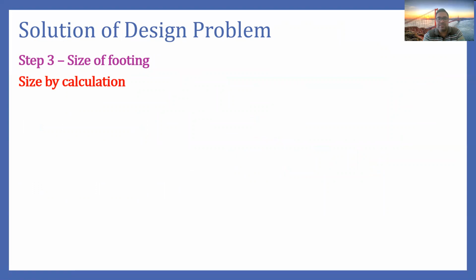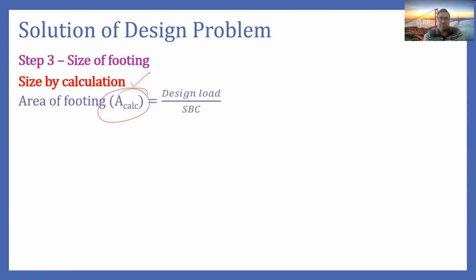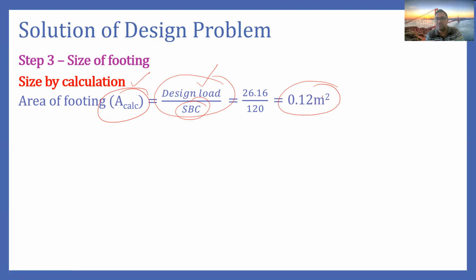One is size by calculation, second size by stability criteria. So first we will see size by calculation. In the size by calculation, we will find out the area of footing, ACal, and it can be calculated by this formula, design load by SBC. We have the design load, we have the SBC. So putting all the values, we get the area of footing as 0.12 meters square.